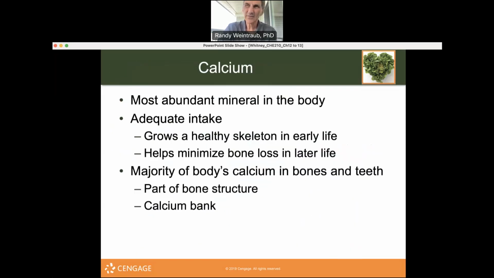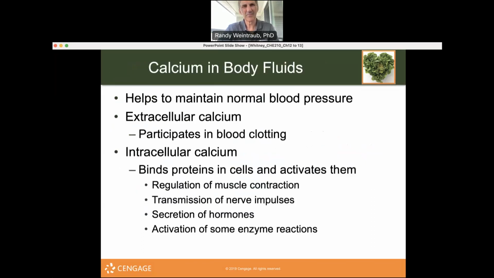Calcium, the most abundant mineral in the body. We need this for adequate maintenance of our skeleton, especially early in life and late in life, when bone tends to become more at risk. The majority of the calcium in the body is in bones and teeth, part of that structure. That is the calcium bank, the bones.